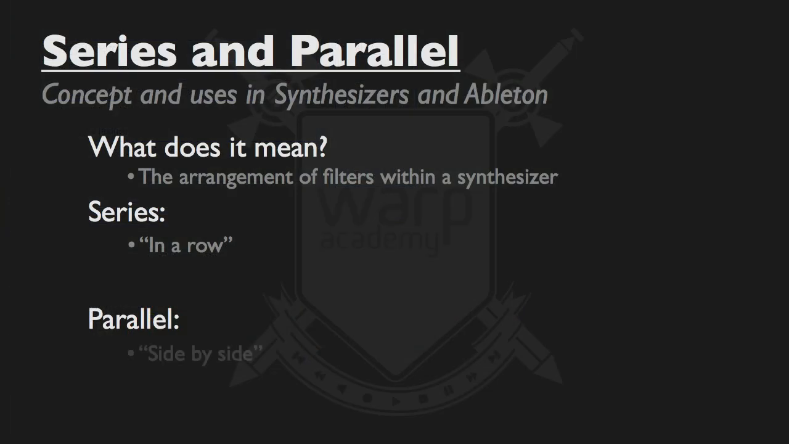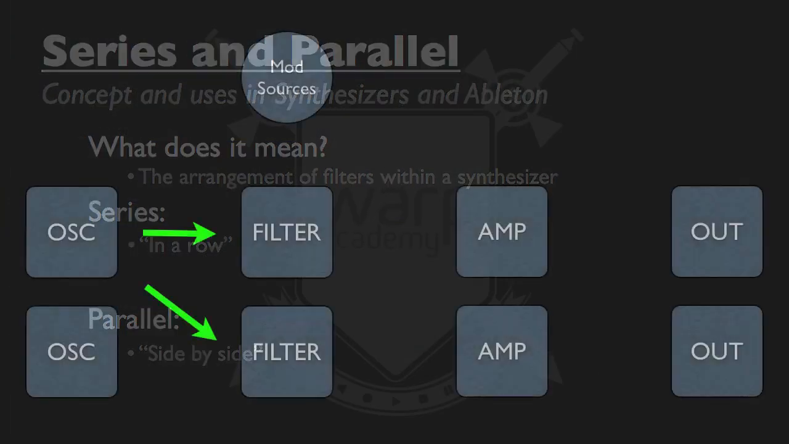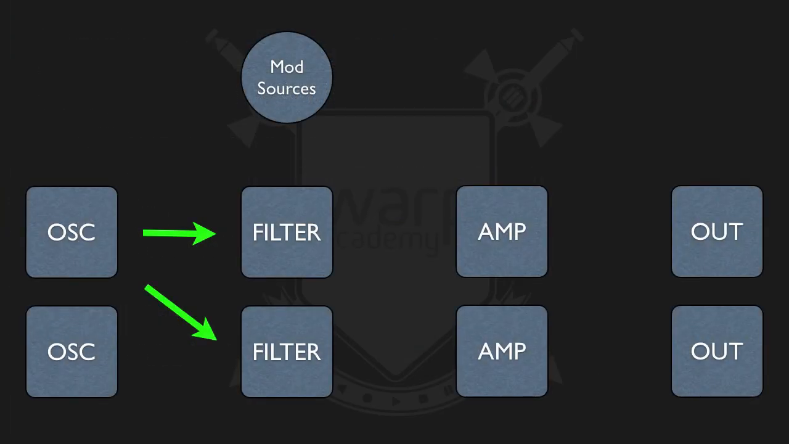Parallel, however, essentially means side by side. In this arrangement in our diagram, we have an oscillator being sent to both filters, which are then sent to the synthesizer's output. This can allow for some dramatic and complex effects using a single oscillator.